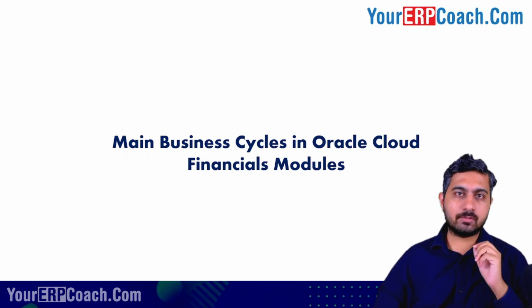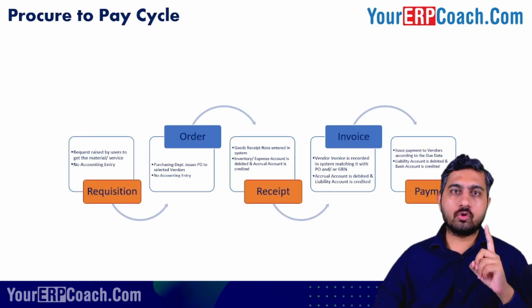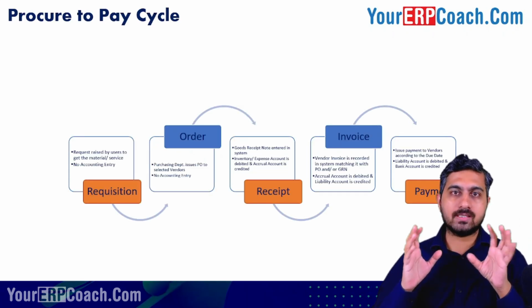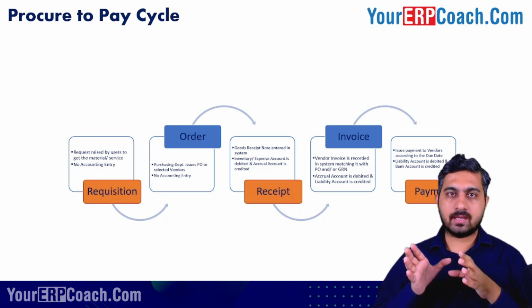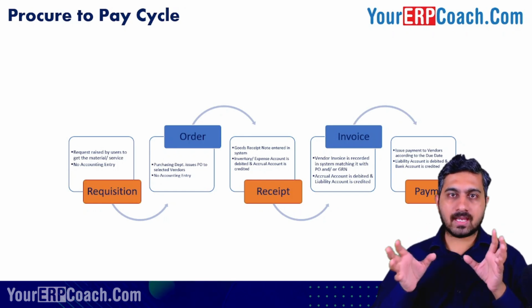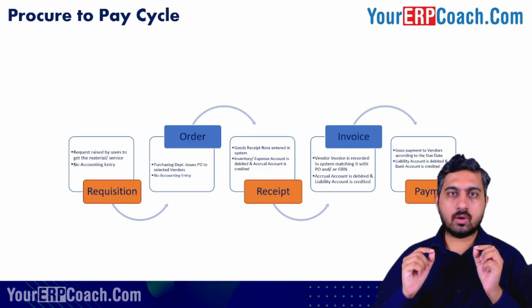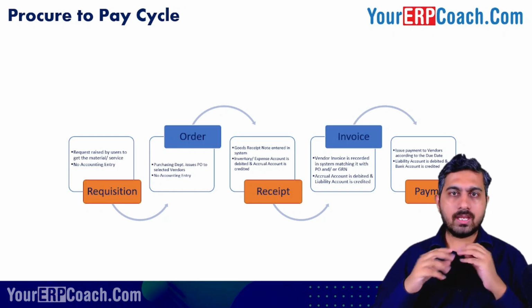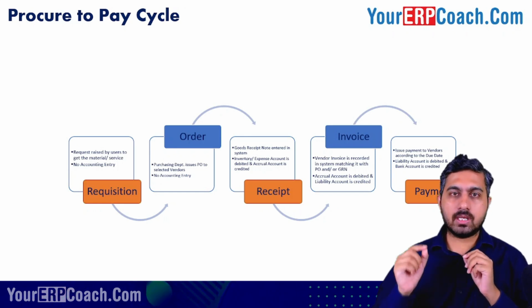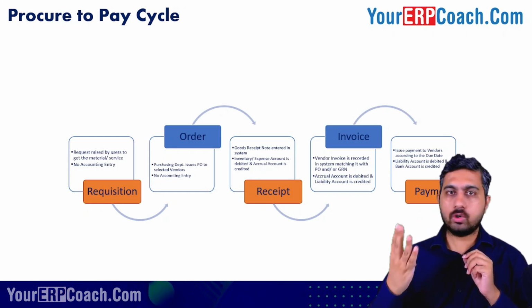With that, let's begin. So the first and foremost, the most important process cycle out of these is something that is called procure to pay cycle. Now this procure to pay cycle basically revolves around everything that is purchased by the organization. Now any large organization can typically have the purchases of four types.